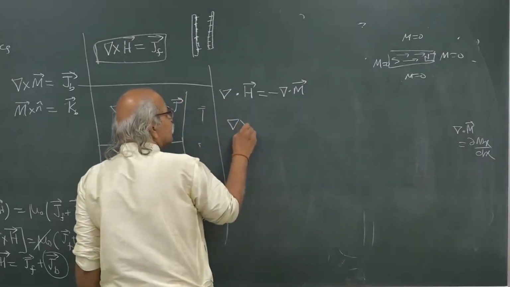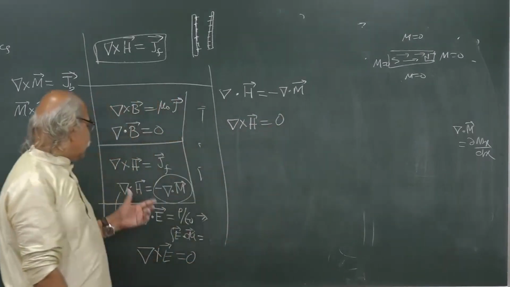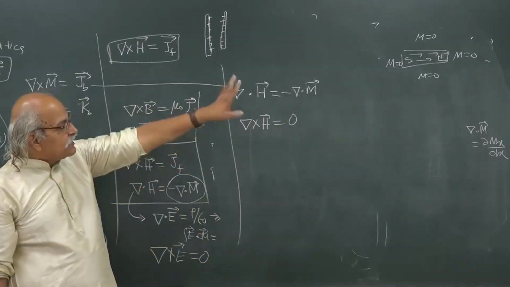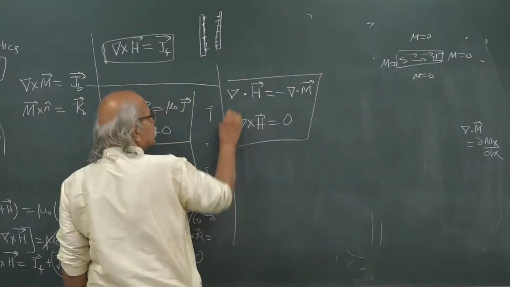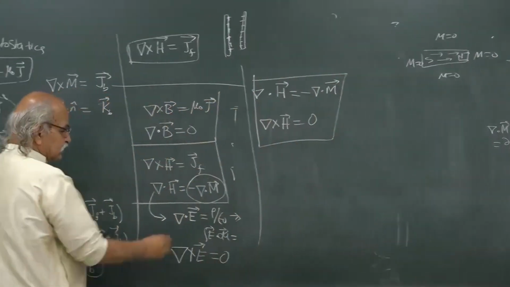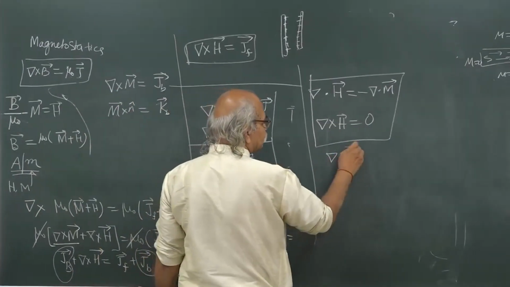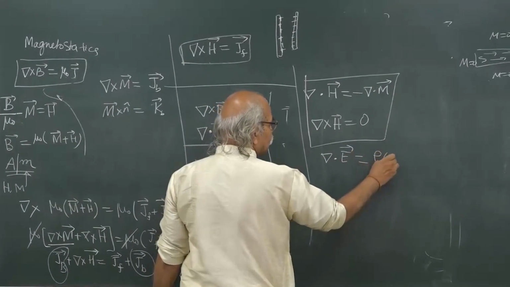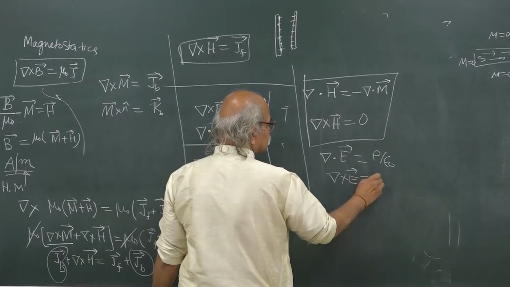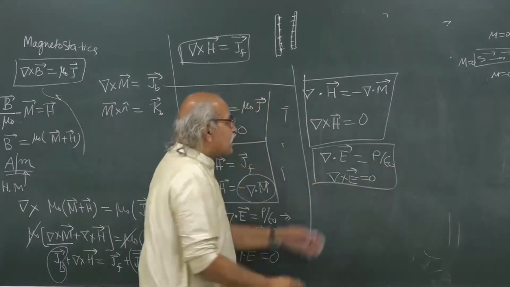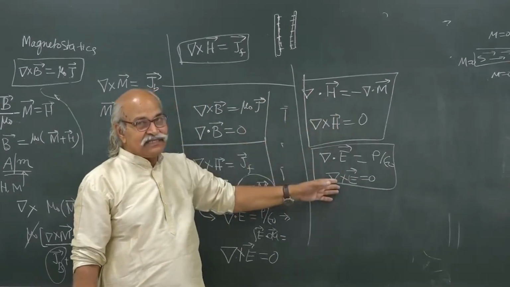Nevertheless for this kind of case, the curl of H is 0, because curl of H is JF and there is no free current. Now, this is complete analogy with this electric case. Your divergence of E is not 0, it is rho by epsilon naught, and curl of E is 0. Exactly the same structure for both curl and divergence equation.